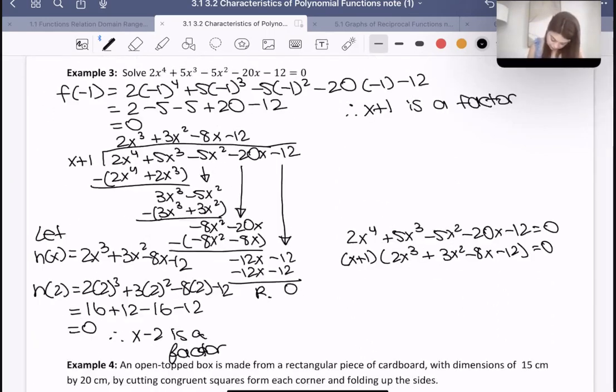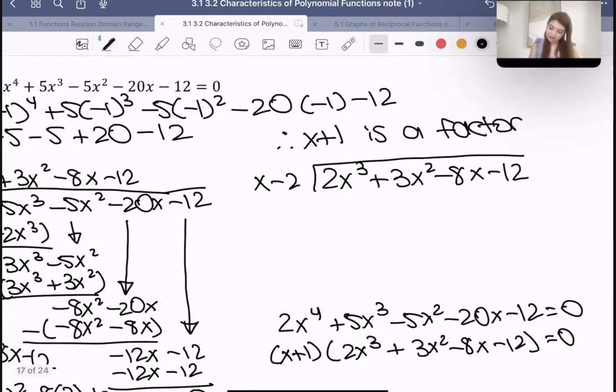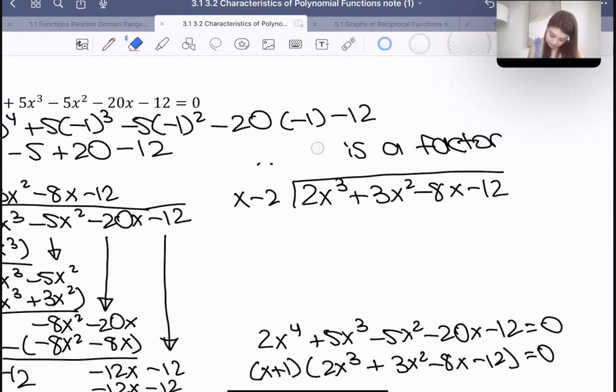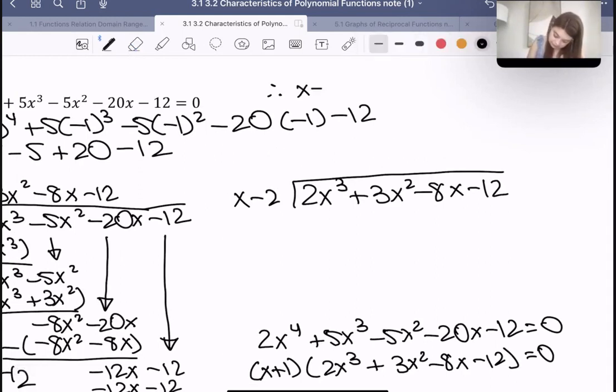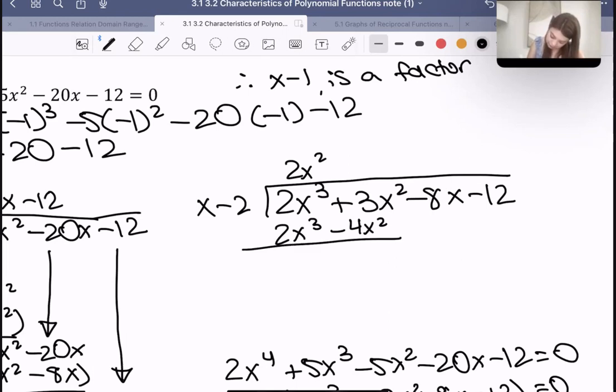So let's do that. We have 2x cubed plus 3x squared minus 8x minus 12. And we have x minus 2 as a factor. So let's do it. Actually, I'll put this conclusion up here a little bit, because this is our conclusion from last time. Okay. All right, so how many times does x go into 2x cubed? Well, 2x squared times. X times 2x squared is 2x cubed. Negative 2 times 2x squared is negative 4x squared. And then we're going to subtract.